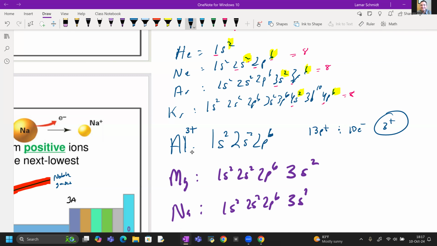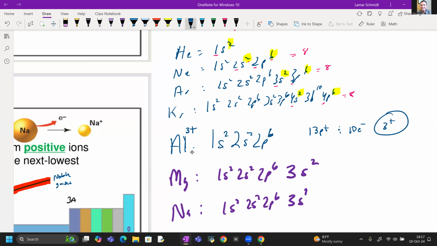It has to lose, well, first of all, aluminum's in group 3A. It's a metal. It tends to lose electrons. It has 3 valence electrons. It loses those 3 electrons, obtains a noble gas electron configuration, and after that, it has 3 more protons than it does electrons. So it gives it a total charge of 3 plus.